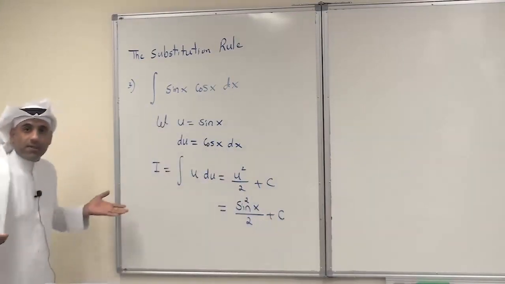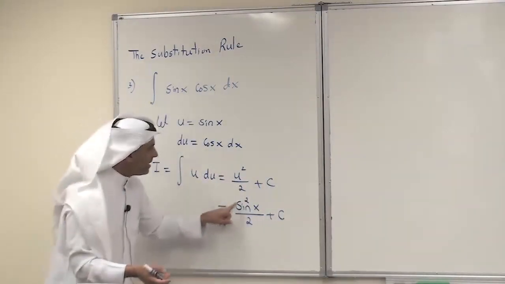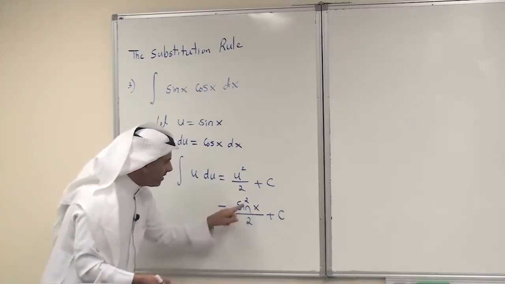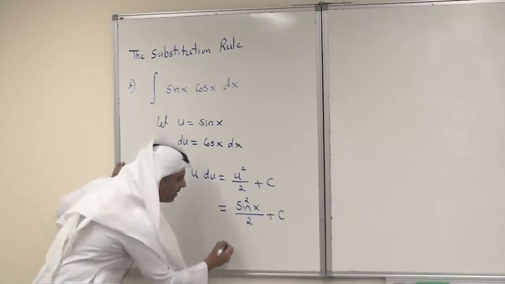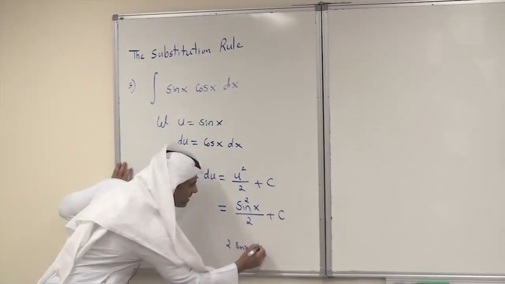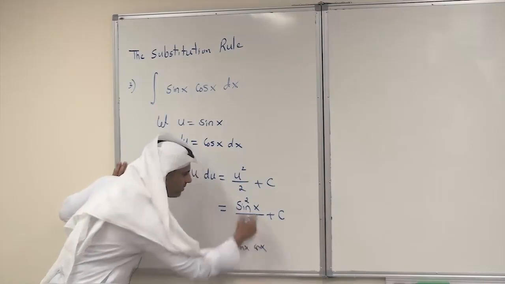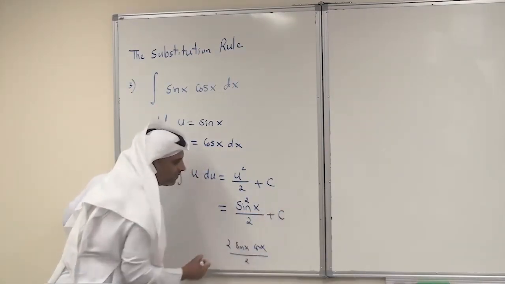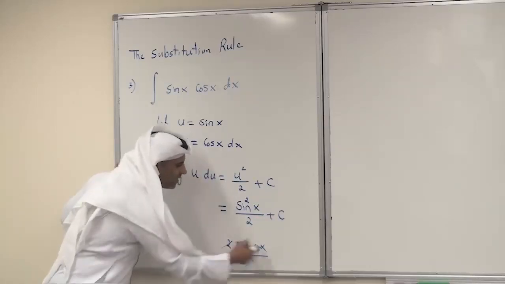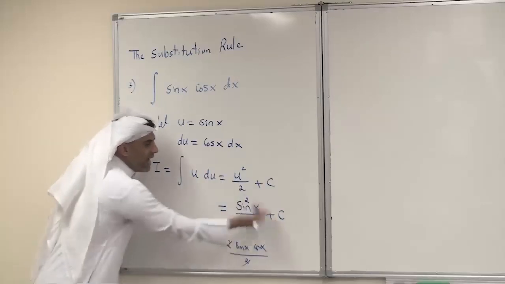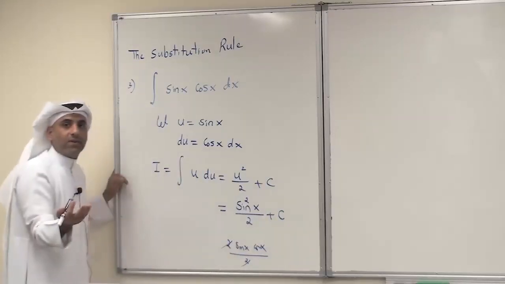And this is a correct answer, because if you differentiate sine squared of x over 2 plus c, what will the derivative give you? The derivative will give you 2 sine of x cosine of x, that is the derivative of sine squared, divided by 2, plus 0, because of the derivative of c. Clearly here we have sine cosine, which is the integrand. So yes, this is an antiderivative, and adding a c will give me all antiderivatives.